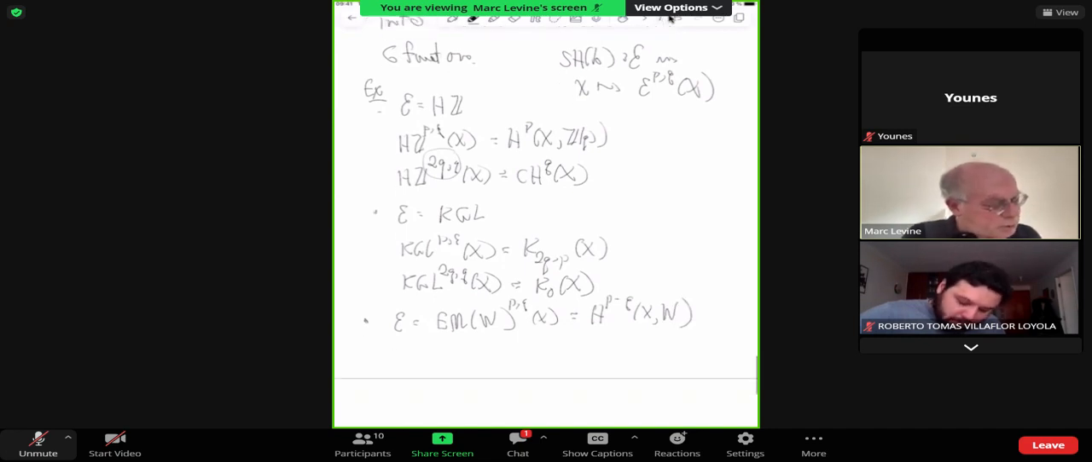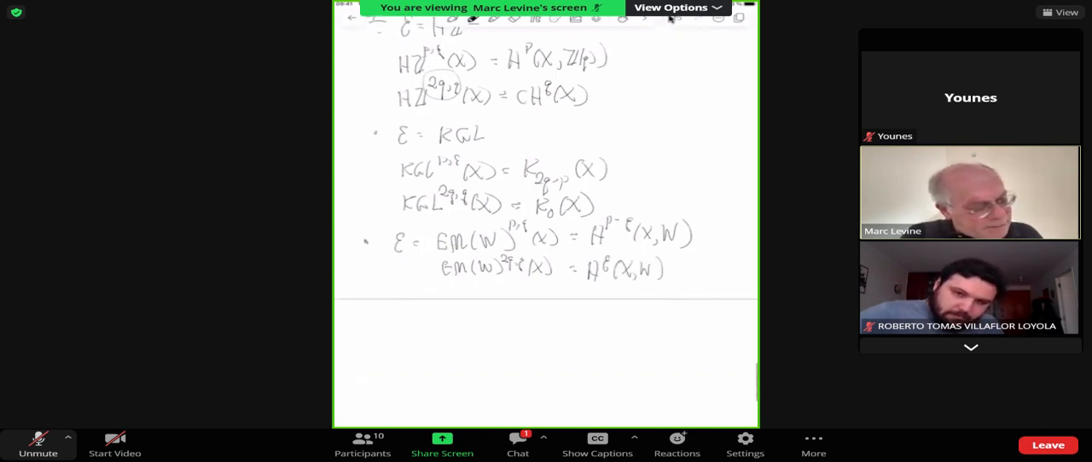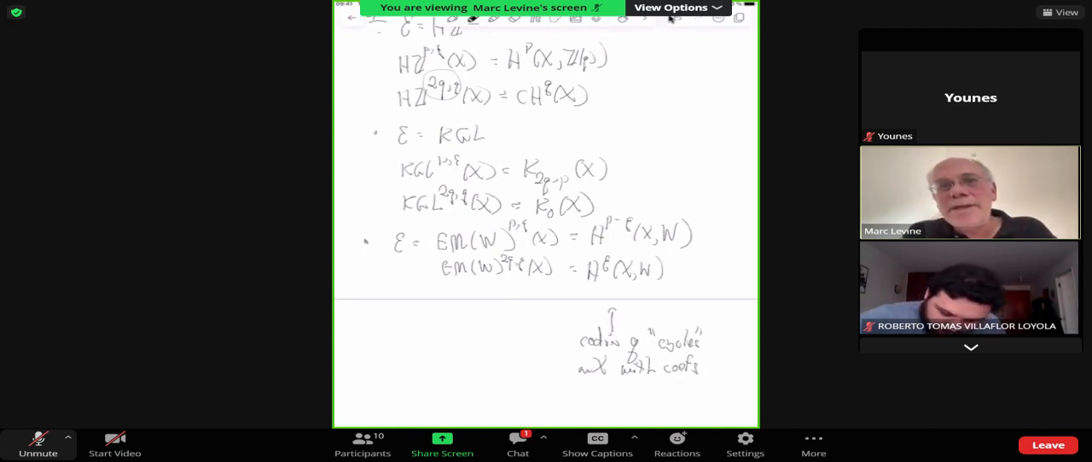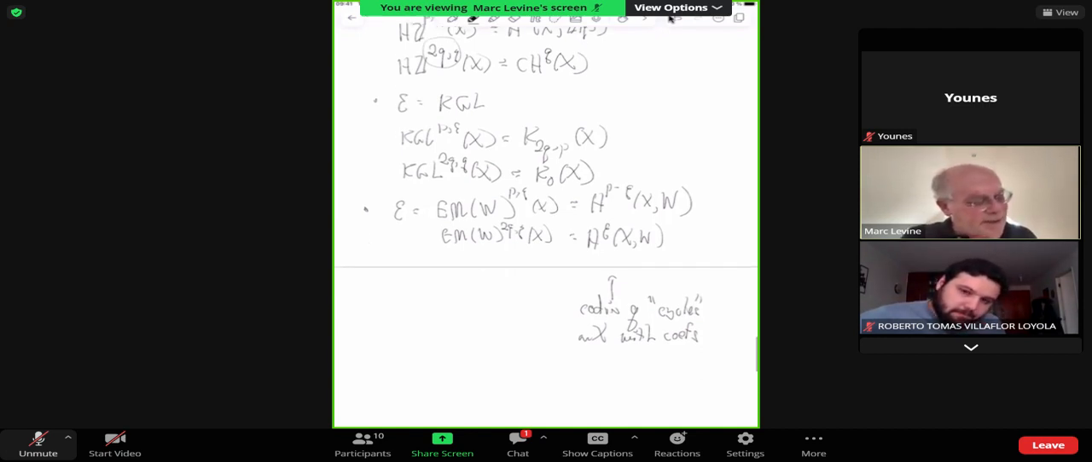But in this 2q,q part, this is H^q, and you have an interpretation of this thing. You can think of this as codimension q cycles on X with coefficients. So what's an algebraic cycle? It's a sum of codimension q subvarieties with coefficients in the integers. Here you take the coefficients in the Witt sheaf.